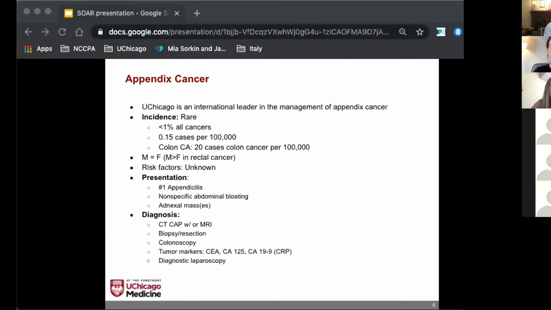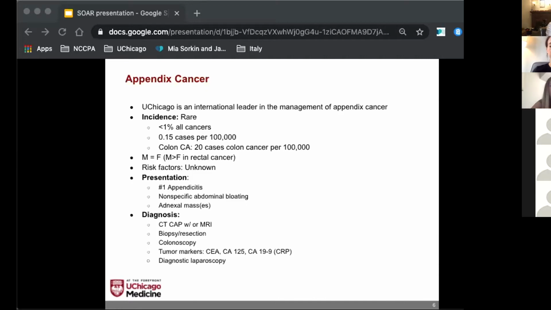I have a bunch of information here, but really the takeaway I want you to know is that appendix cancer is extremely rare. It makes up less than 1% of all cancers. Colon cancer is 100 times more common than appendix cancer is. We don't really understand the risk factors for appendix cancer, but I think it's an interesting area of research where we think it may be related to the gut microbiome and the appendix's role in harboring gut bacteria, and that may play into the pathogenesis of appendix cancer.